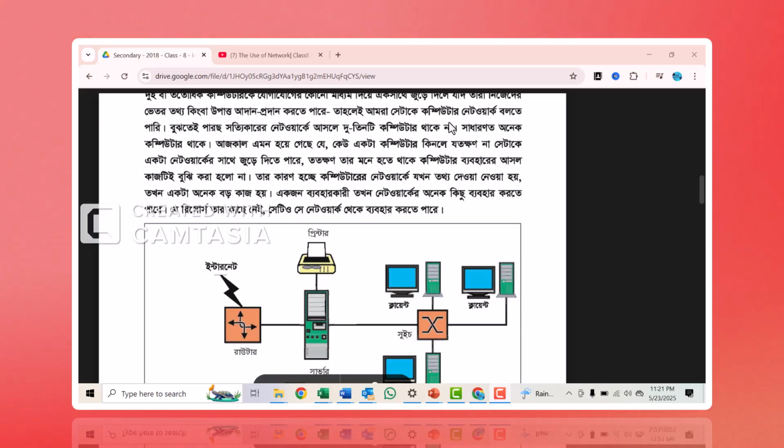Components of networks. We need devices like routers, switches, servers to build a network. These are the network components.